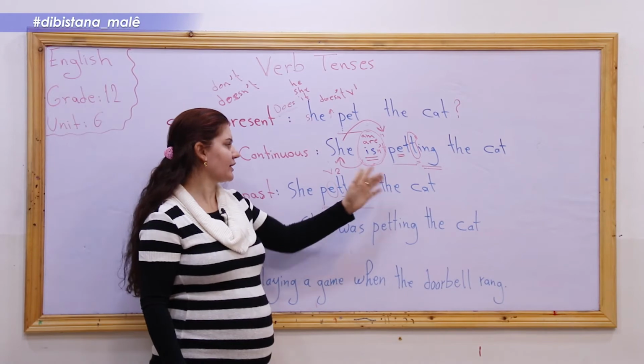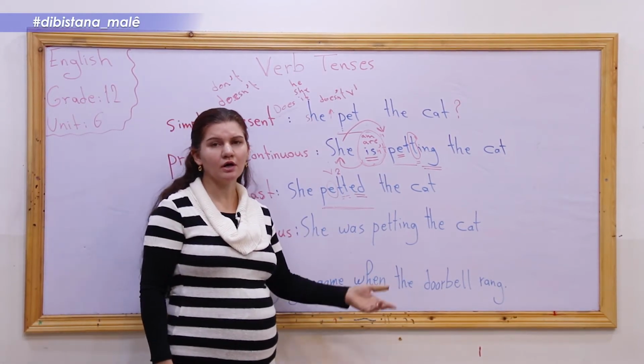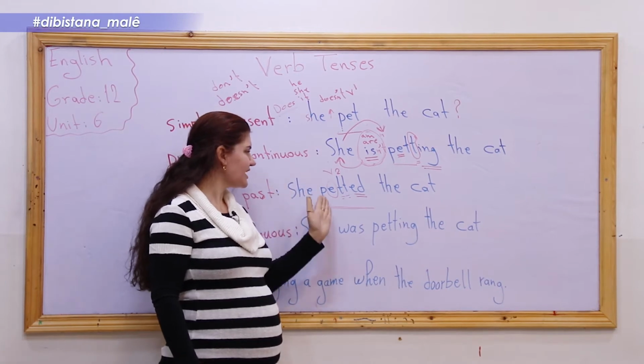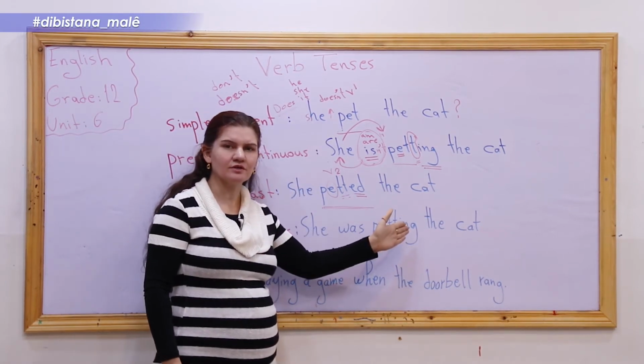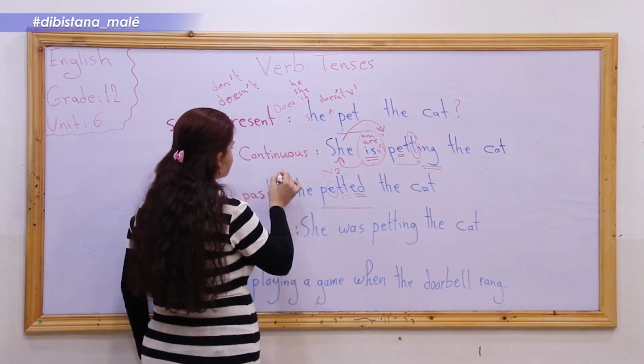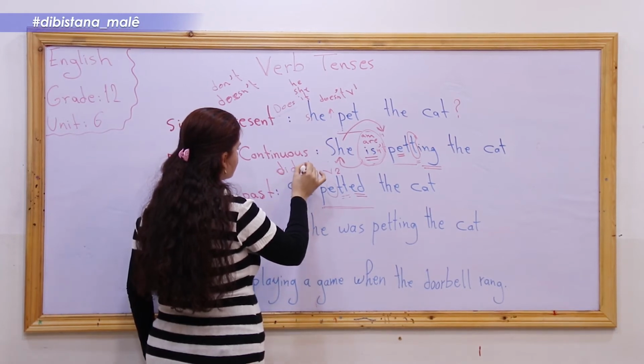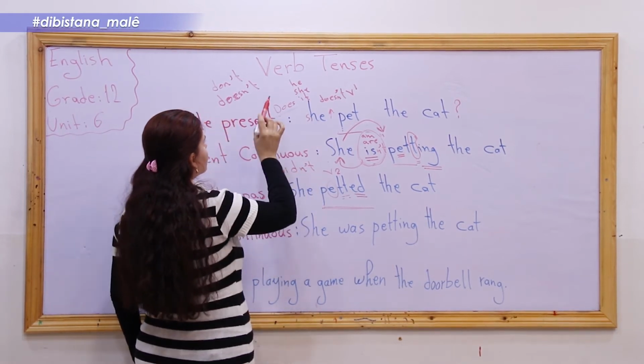So she painted the cat. So what about negative? How can I change my sentence into a negative sentence? I will use didn't with all subjects. Didn't for negative.